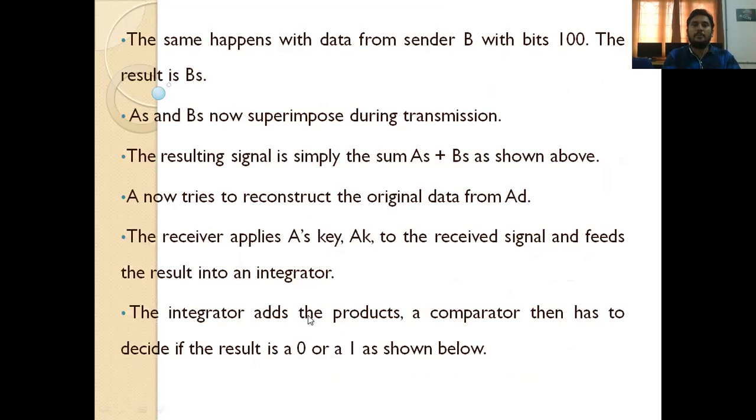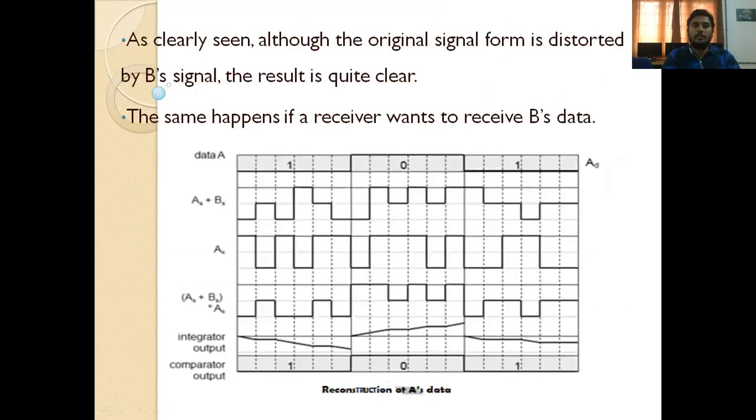After adding AS plus BS, the signal is combined and travels, and then it has to be split again by using C star AK and C star BK.